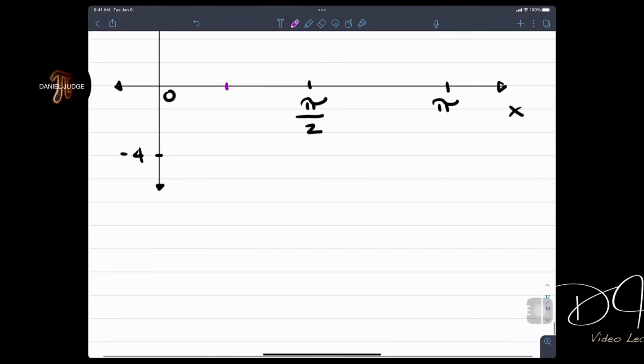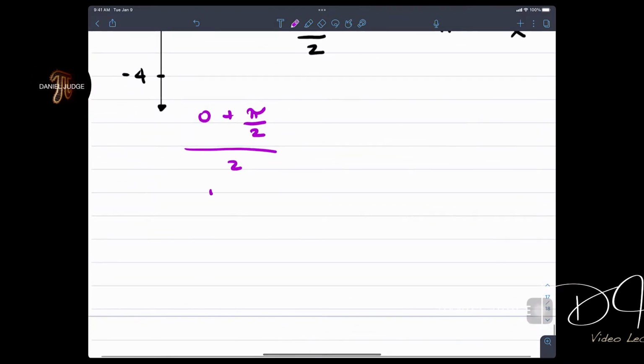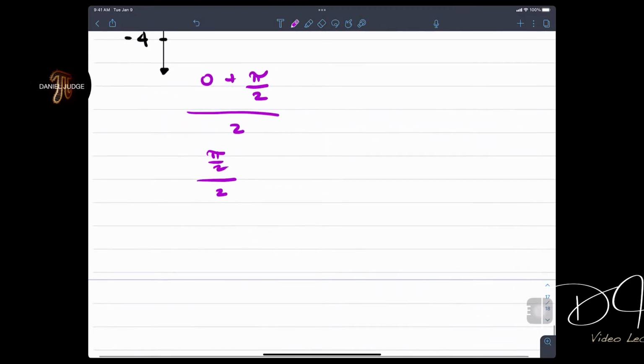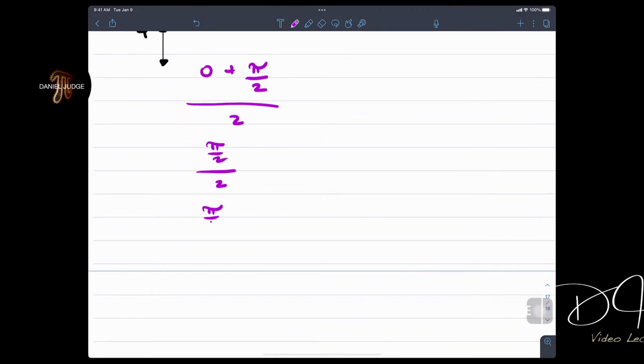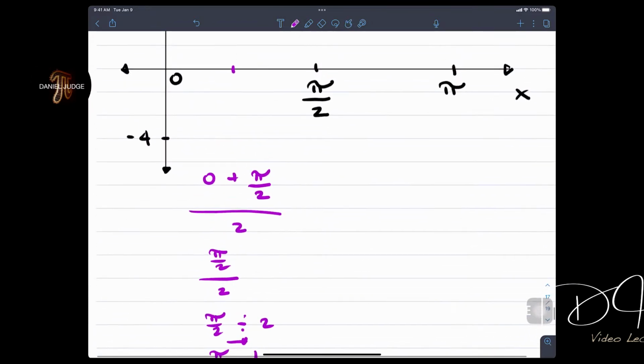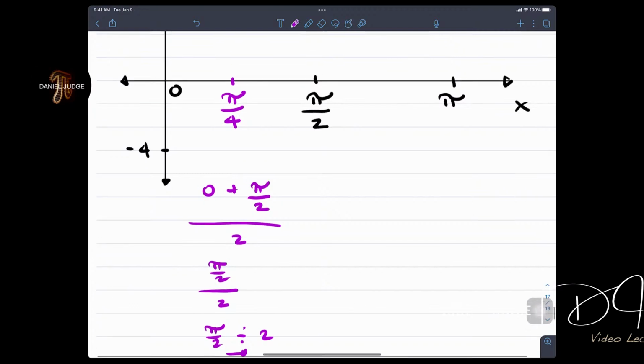Halfway between 0 and pi over 2. If you don't know what that is, do your arithmetic. 0 plus pi over 2 is pi over 2. That's the numerator. We're dividing by 2. So pi over 2 divided by 2 becomes pi over 2 times 1/2. You multiply your fractions horizontally across this way. That gives you pi over 4. So ladies and gentlemen, you got pi over 4.